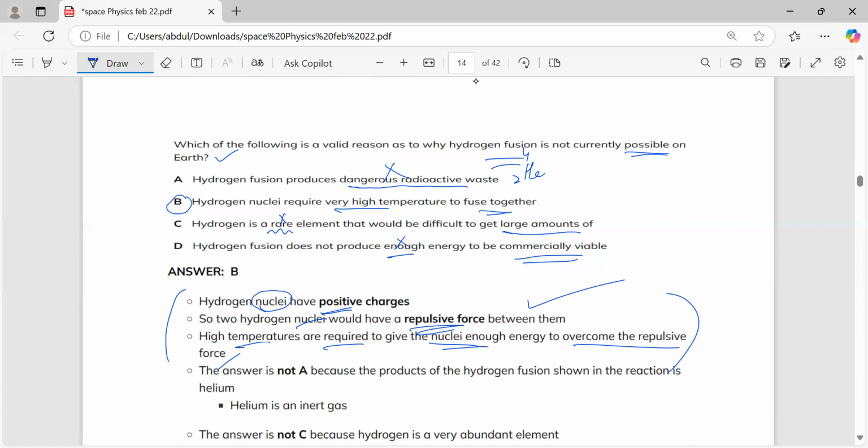Then our answer will be: hydrogen nuclei have positive charge, so there is a strong repulsive force, so high temperatures are required to give nuclei enough energy, or kinetic energy, to overcome the repulsive forces.